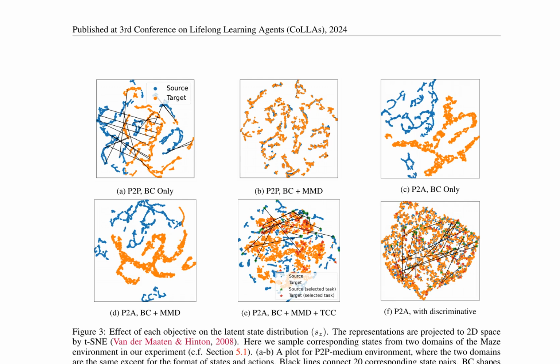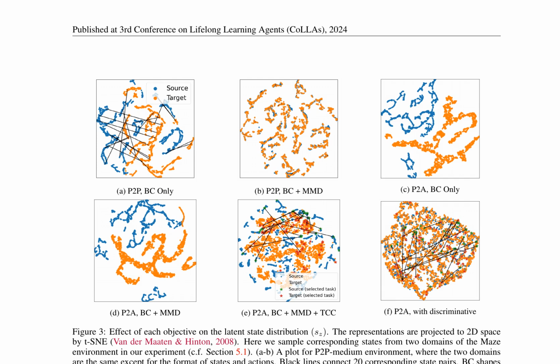Published at the 3rd Conference on Lifelong Learning Agents, CoLLAs, 2024. This paper presents a novel approach to aligning representations across different domains and tasks using multi-domain behavioral cloning (BC), with maximum mean discrepancy (MMD) loss and temporal cycle consistency (TCC).